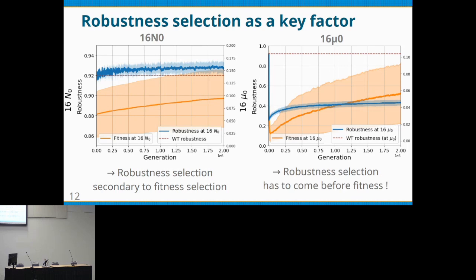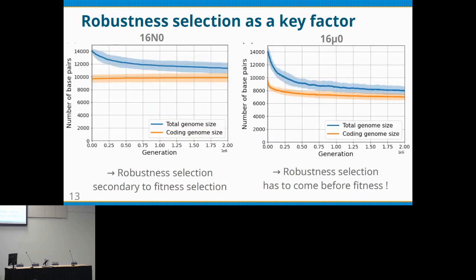have effective selection again. So in both cases, we have robustness selection, but it's very different because in the first one, it is secondary to fitness selection. We keep our fitness and we just increase robustness in addition to that. Whereas in the second case, we have robustness selection, which has to come before fitness, because you cannot select information that you cannot transmit. And that explains the results we have, because here are our genome structures in both cases.